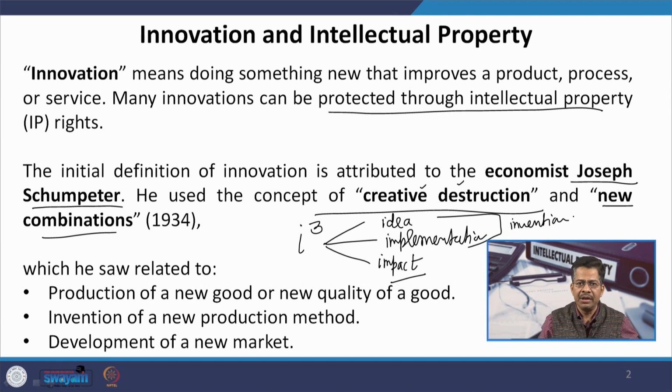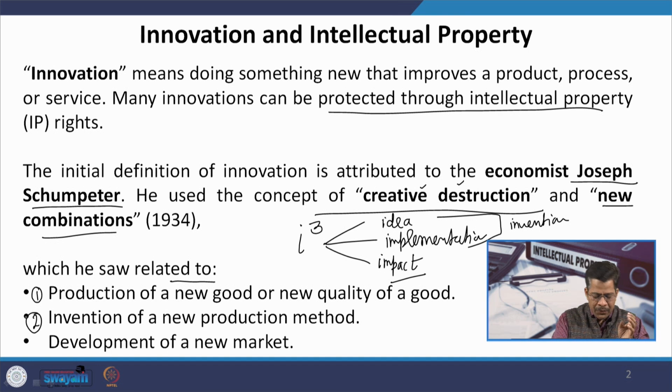The concept of Schumpeter is related to three very important things. What are these? One is production of new goods, new quality of goods. We just discussed the example of mobile phones, how we are able to create new and better mobile phones by following the concept of new combination. So, that new combination concept is helping us in getting new devices.